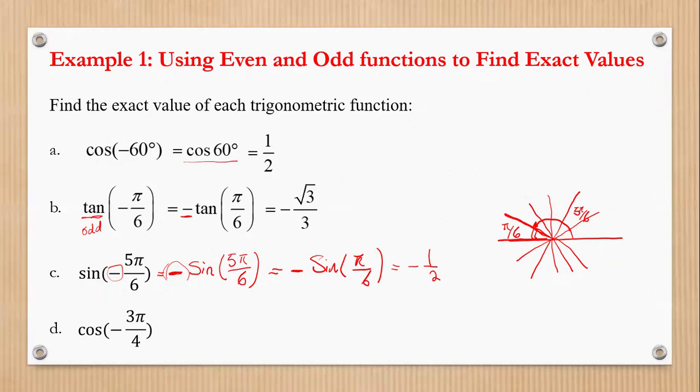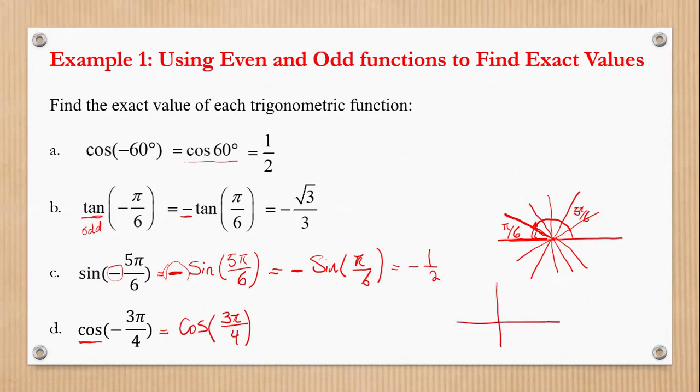And next example, I want to find the cosine of negative 3 pi over 4. I know the cosine is an even function, which means that the negative doesn't change anything. So I can easily remove the negative, and I say that the cosine of negative 3 pi over 4 is exactly the same as the cosine of 3 pi over 4. Now I only need to find the cosine of 3 pi over 4. How do we find it? Just again, using the reference angle.